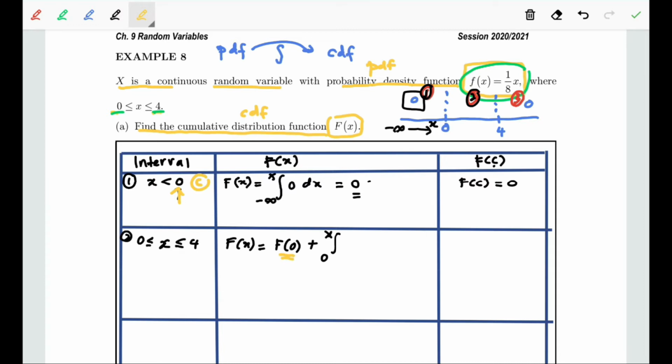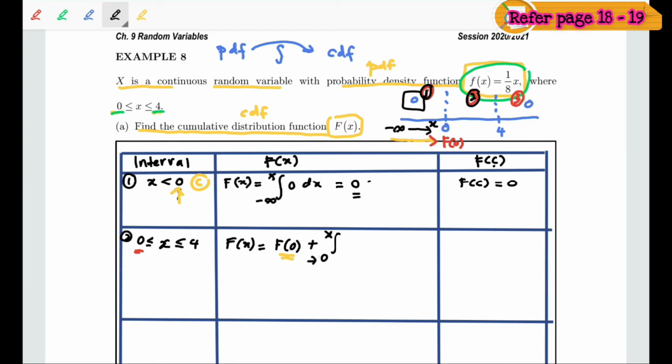This is the cumulated function. We have accumulated from the starting point, negative infinity, until f of 0. So before we enter this interval, we have already accumulated from the first interval, and the first interval accumulated f of 0. So for this one, f of 0 plus the integration of 0.